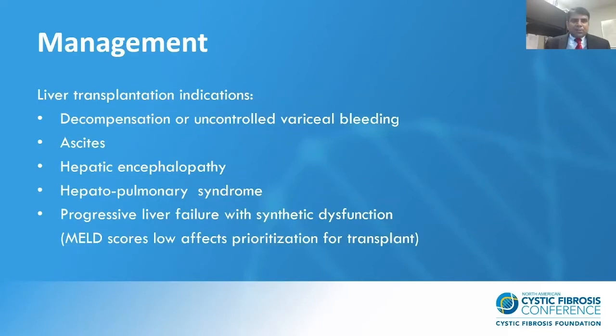Liver transplantation data is scarce and survival is favorable. Indications for liver transplantation are decompensation or uncontrolled variceal bleeding, ascites, hepatic encephalopathy, hepatopulmonary syndrome, progressive liver failure with synthetic dysfunction, or as part of combined lung and liver transplant. One should remember that MELD scores are low in non-cirrhotic portal hypertension, which affects prioritization for liver transplantation.